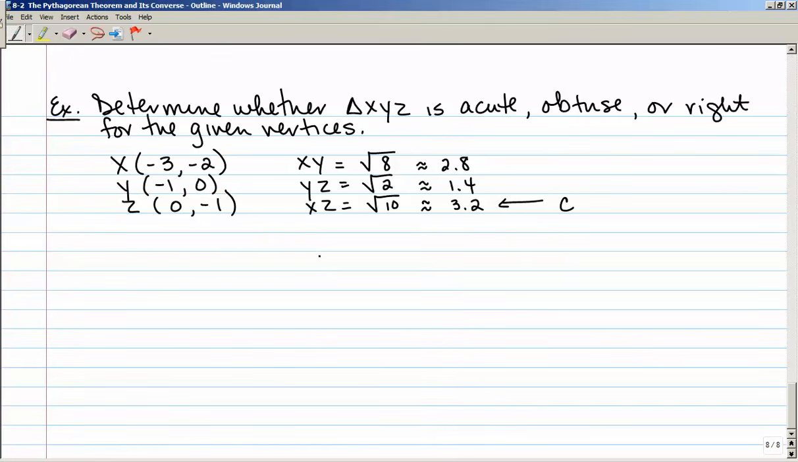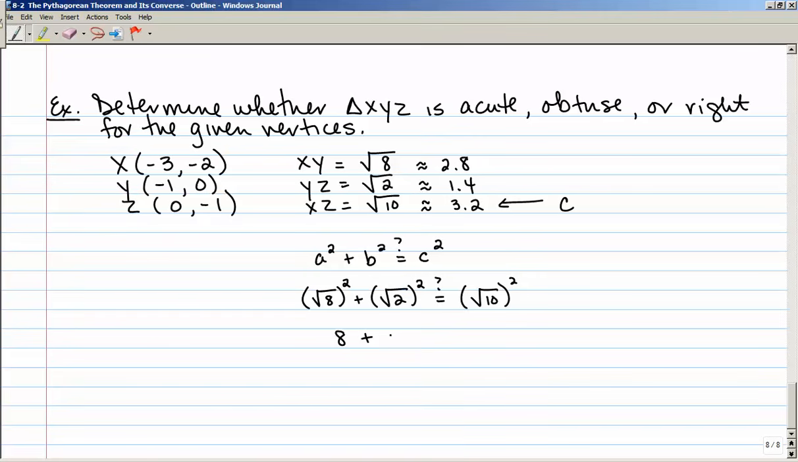So, is a squared plus b squared equal to c squared? And it doesn't matter which one's a or b of my two shorter sides. I'm going to leave these as square roots. Is the square root of 8 squared plus the square root of 2 squared equal to the square root of 10 squared, since c has to be the square root of 10 because that's the longest? Well, the square root of 8 squared is 8, the square root of 2 squared is 2, and the square root of 10 squared is 10. And yes, 8 plus 2 is equal to 10. It works in the Pythagorean theorem. Therefore, it is a right triangle.